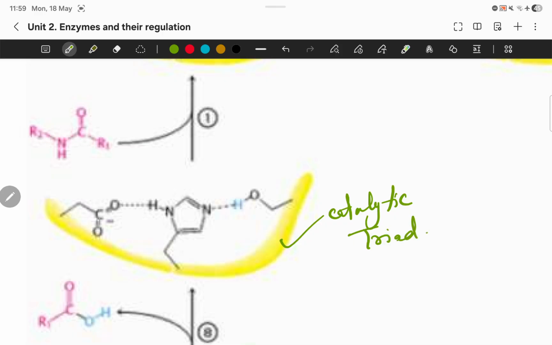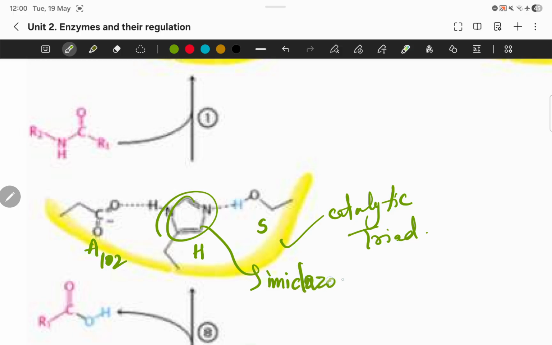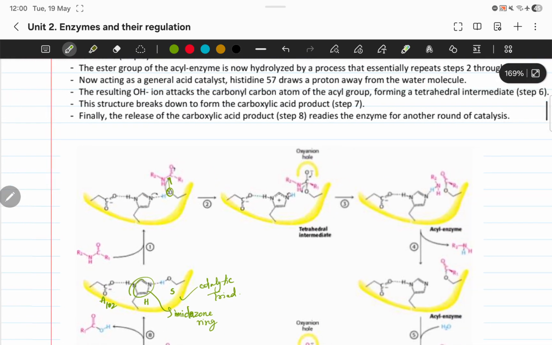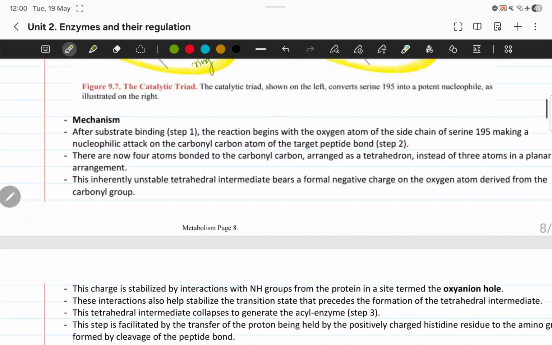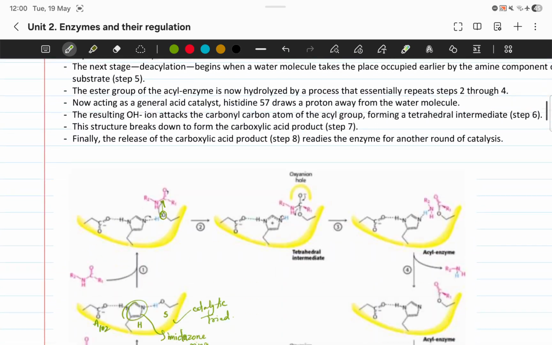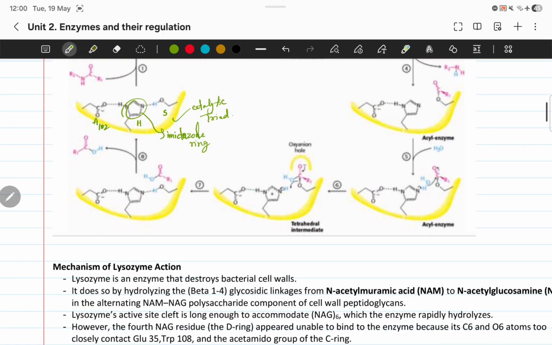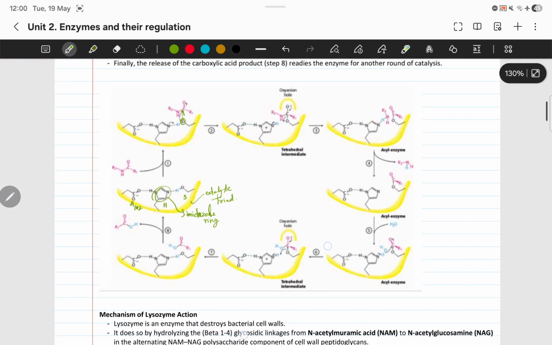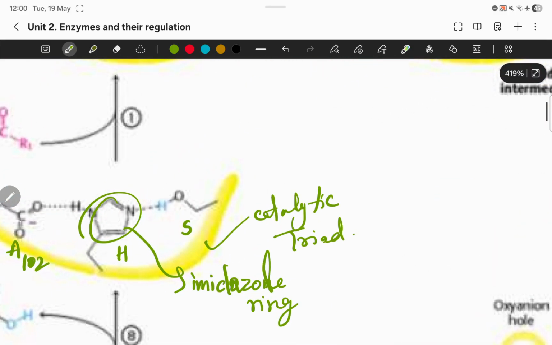Okay, so this is serine, this is histidine, this is aspartate 102. I don't remember. This ring is the imidazole ring. Let me check it out again. Imidazole. Okay, I'm so sorry. Imidazole ring. Okay. So what did we see?